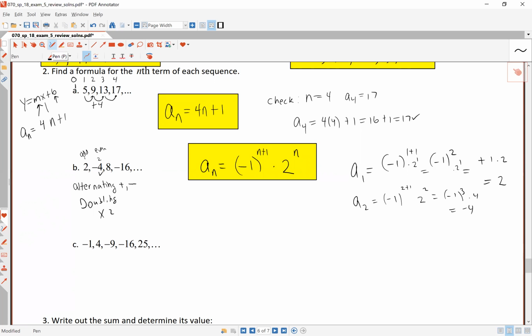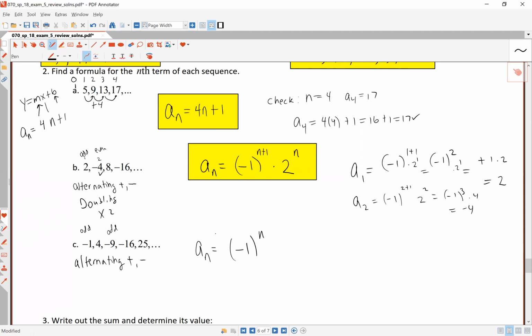To C, we see again alternating between pluses and minuses, but this time the odd terms are negative. For this one, we use -1 to the nth.